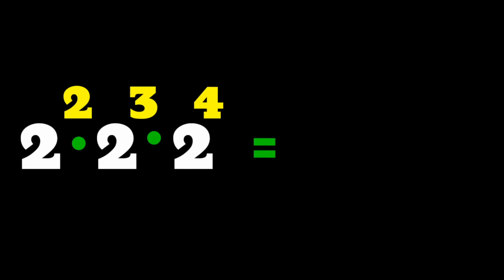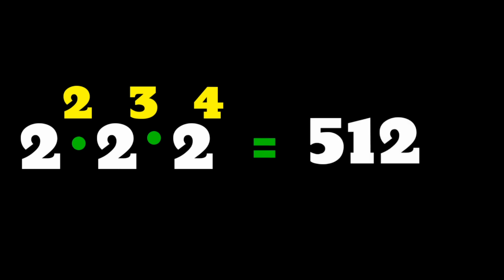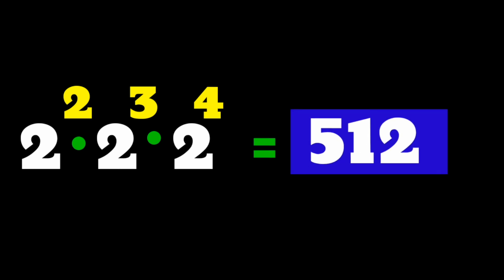Example 2. 2 to the 2nd power times 2 to the 3rd power times 2 to the 4th power. Copy the base 2 and add exponents. 2 plus 3 plus 4 equals 9. And 2 to the 9th power is 512, which is the final answer.